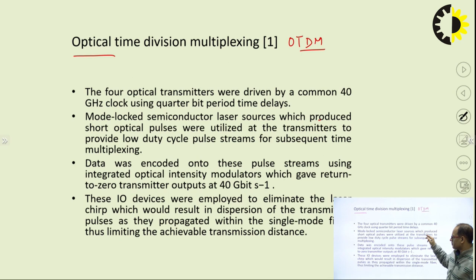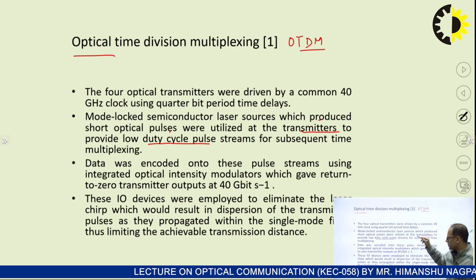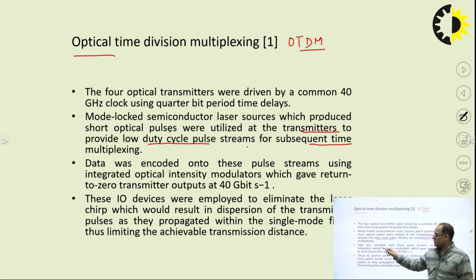So now see this one: mode-locked semiconductor laser sources produce short optical pulses, which are utilized at the transmitter to provide low duty cycle pulse streams for the subsequent time multiplexing. The data is encoded onto these pulse streams using the return to 0 modulation technique. These devices are employed to eliminate the laser chirp, which would result in dispersion of the transmitted pulses as they propagate within a single mode fiber.